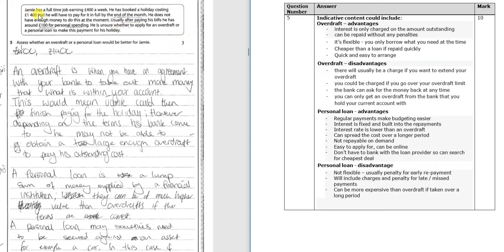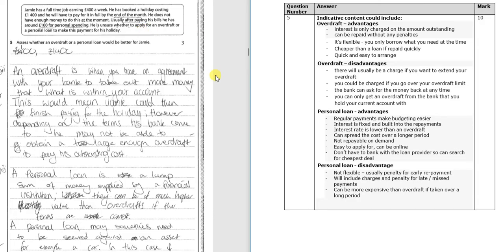Anyway, Jamie has a full-time job earning £400 a week. He has booked a holiday costing £1,400 and he will have to pay for it in full by the end of the month. He does not have enough money to do this at the moment. Usually after paying his bills he has around £100 for personal spending. He is unsure whether to apply for an overdraft or a personal loan to make this payment for the holiday.